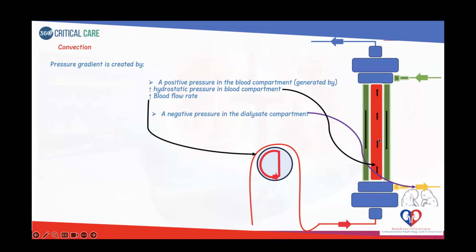Okay, so the only way you can increase the pressure inside the blood chamber is by either increasing the hydrostatic pressure in the blood compartment or increasing the blood flow rate, so there is more blood going through this. These are the two mechanisms on the blood side that you can use to increase the pressure here, or you can decrease the pressure here so that there is more drag or more pressure difference. So basically, diffusion depends on multiple factors, but is more predominantly dependent on the characteristics of the solute. Convection and ultrafiltration are dependent on membrane characteristics and the factors influencing the pressure difference.